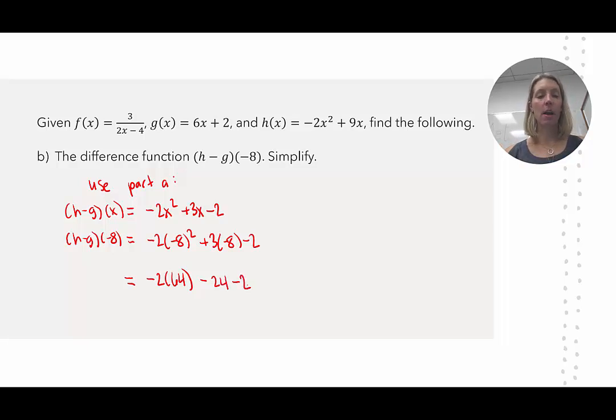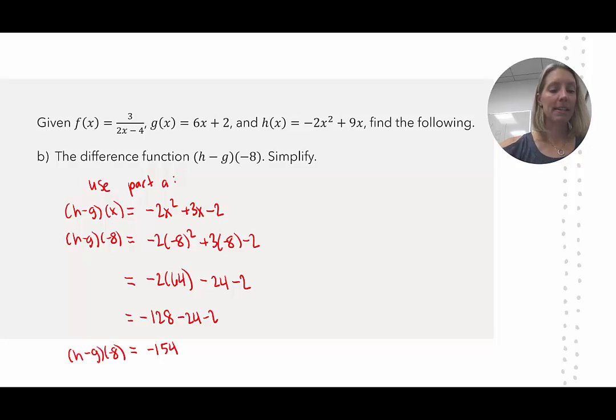Now I can combine, or multiply, negative 2 times 64 is negative 128. Minus 24 minus 2. I can start subtracting these. I mean, the minus 24 and the minus 2 are both negative. That would make a minus 26 altogether. But when we combine all 3 of these negatives, 128, 24, and 2, we're going to end up with negative 154. Final answer. I went into that difference function, I plugged in negative 8, and my end result was negative 154.